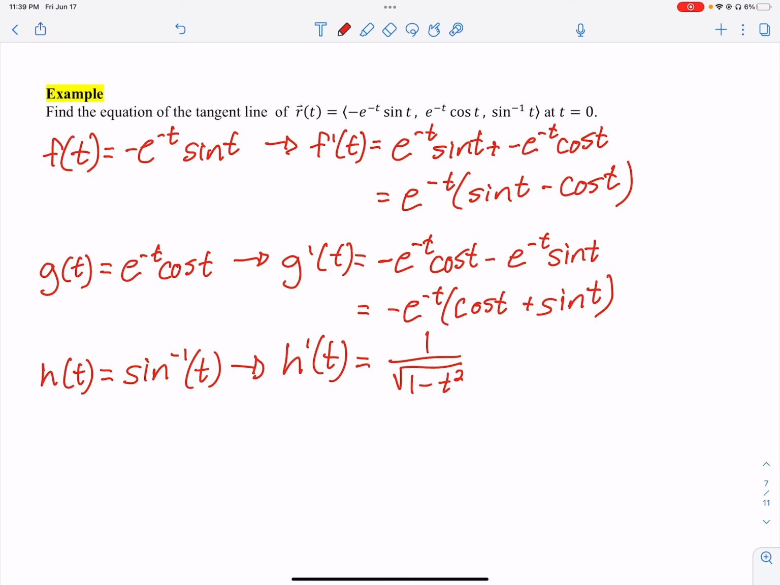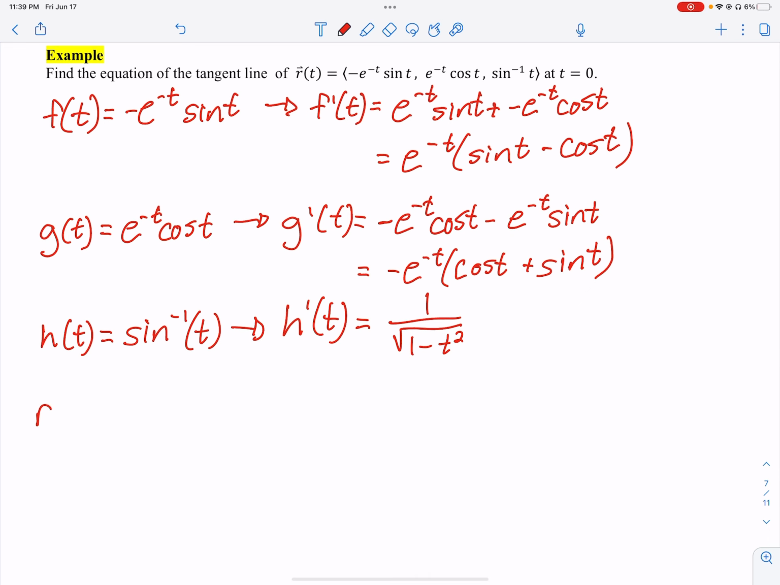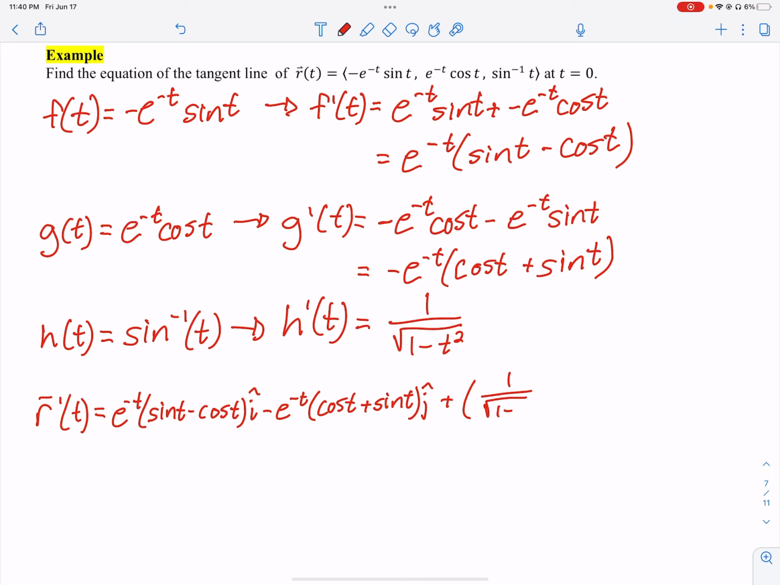Okay, so we have that. This now gives me r prime of t. So we have e to the negative t sine t minus cosine t i. I'm going to use a minus here, minus e to the negative t cosine t plus sine t j. And then the last thing is just 1 over square root of 1 minus t squared k.